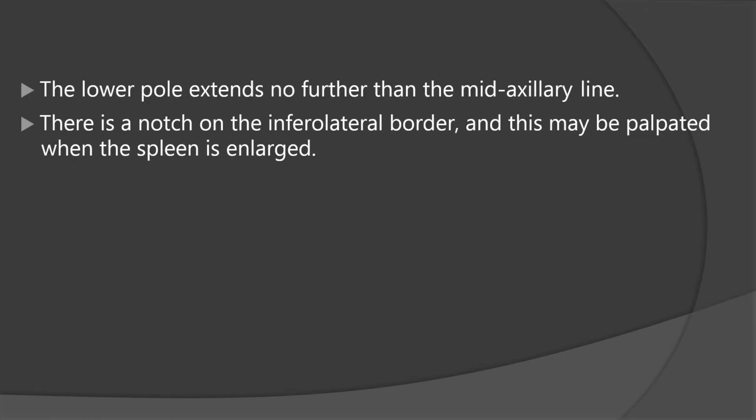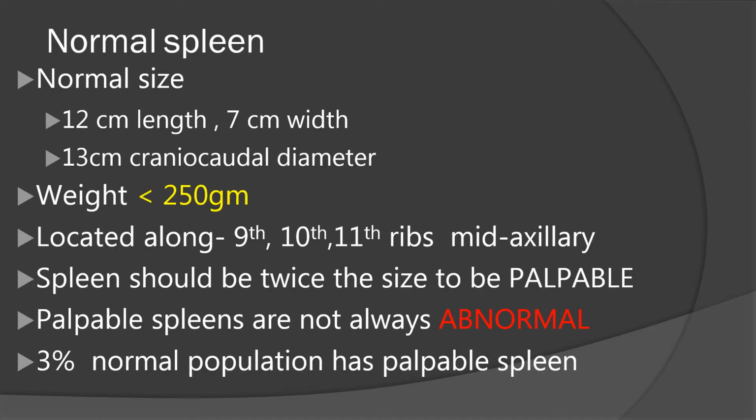The lower pole extends no further than the mid-axillary line. There is a notch on the infralateral border and this may be palpated when the spleen is enlarged. Normal spleen is 12 cm in length and 7 cm in width, 13 cm in craniocaudal diameter. Weight of the spleen should be less than 250 grams. Spleen is located along 9th, 10th and 11th ribs in the mid-axillary line.